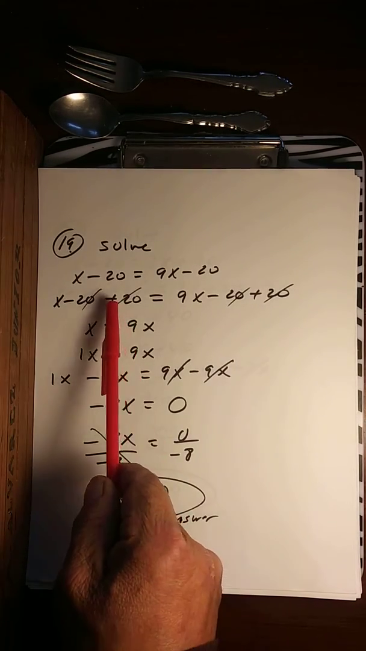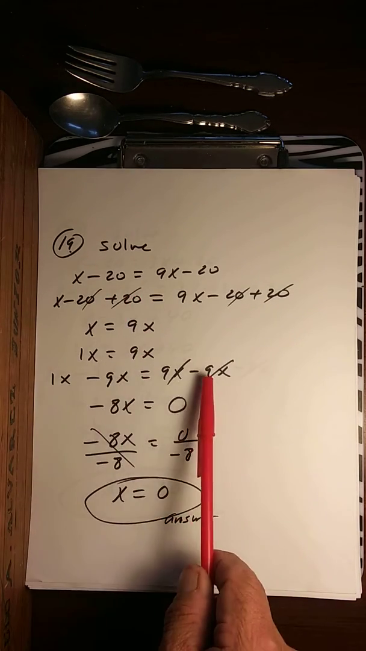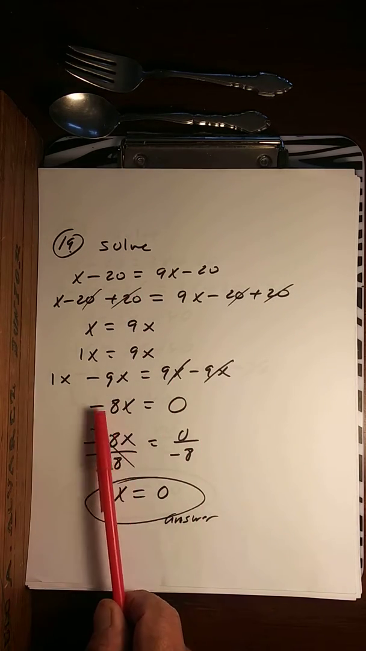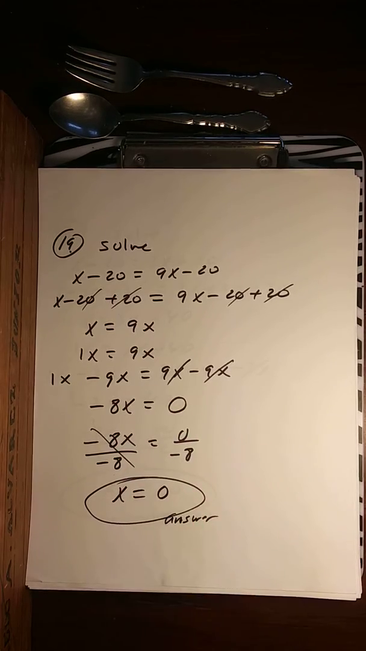Solve. Add 20, add 20. These are gone. So x equals 9x, minus 9x, minus 9x. So you're going to have negative 8x equals 0. Divide by negative 8, divide by negative 8. So x equals what? 0.